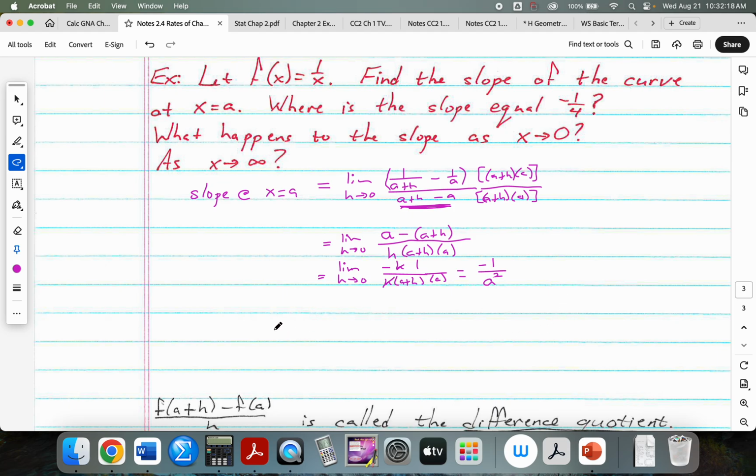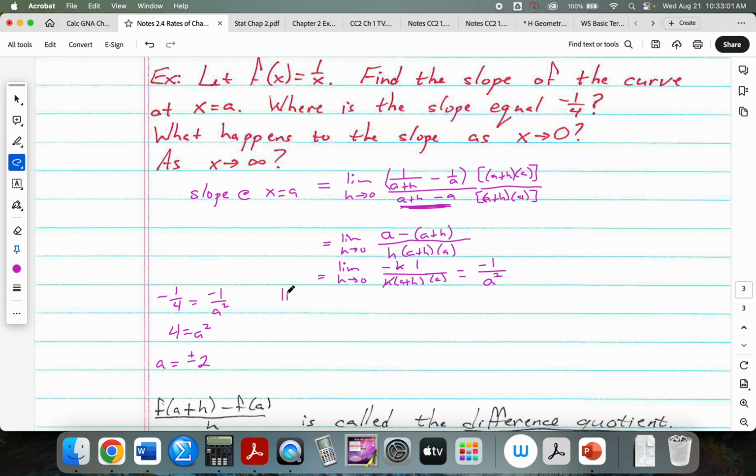So where does the slope equal negative 1/4? Well, that means negative 1/4 is equal to negative 1 over a squared, which means 4 is equal to a squared. So a is equal to plus or minus 2. That's the answer to the first question. What happens to the slope as x goes to 0? Okay. And when they're saying as x goes to 0, it's the same thing as letting a go to 0.